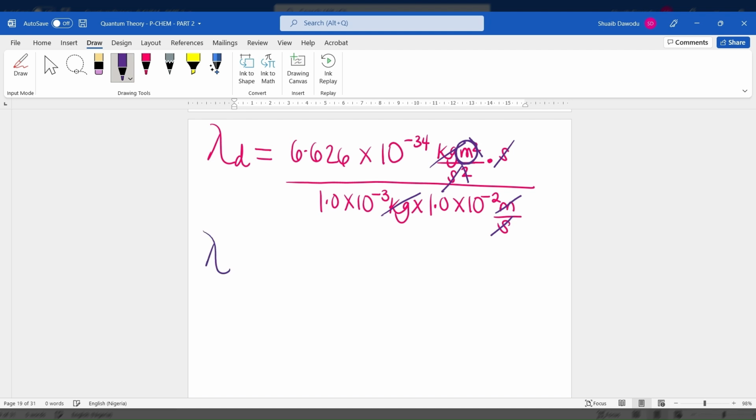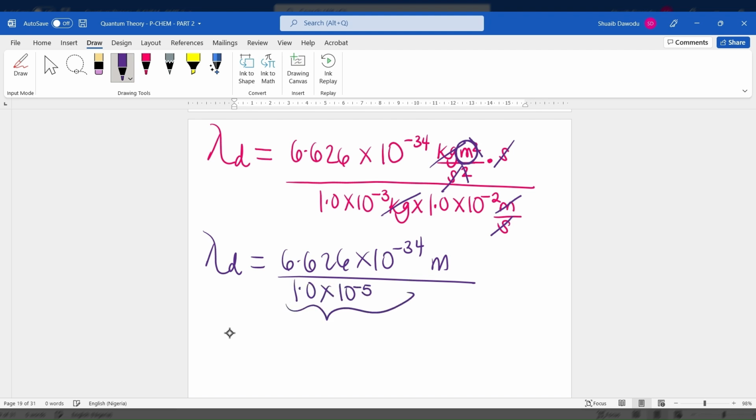So the de Broglie wavelength becomes 6.626 times 10 raised to the power of negative 34 meters divided by the denominator, where 1.0 times 10 raised to the power of negative 3 times 1.0 times 10 raised to the power of negative 2 is simply 1.0 times 10 raised to the power of negative 5. We can now input this in our calculator to get the de Broglie wavelength to be 6.626 times 10 raised to the power of negative 29 meters.